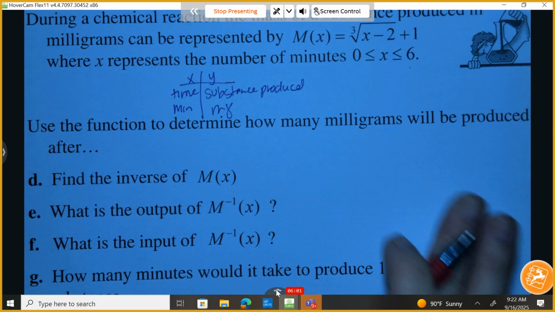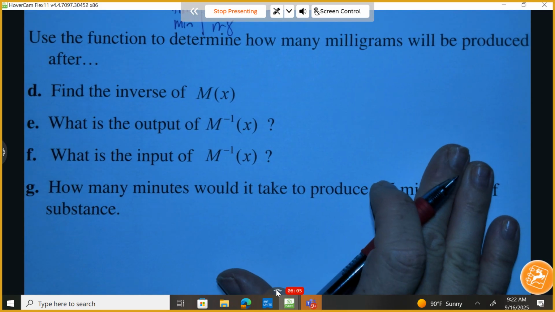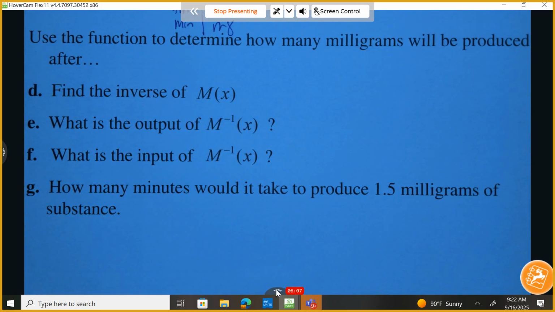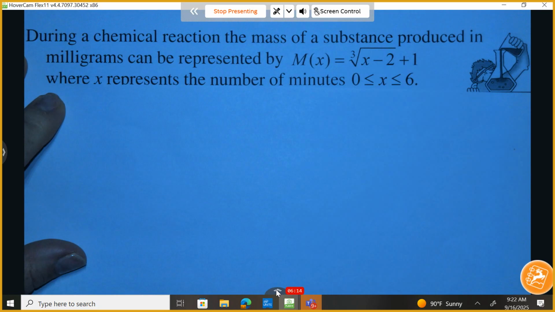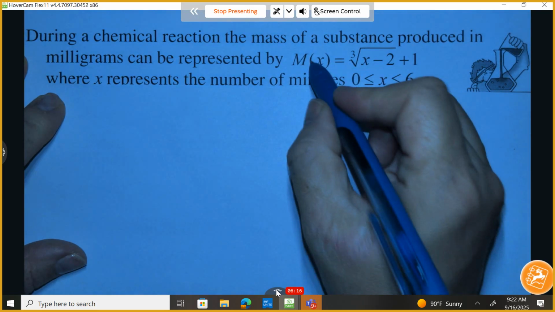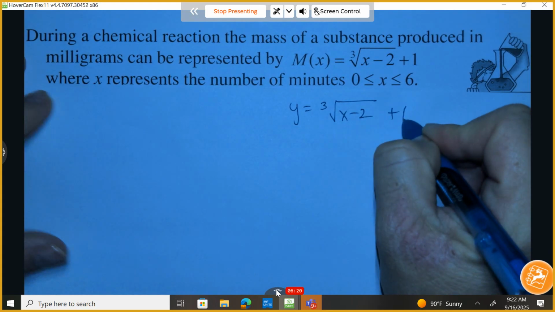We have the exact same word problem and it says now use the function to determine how many milligrams will be produced after. So the first thing that they want us to do is to identify what is going to be the inverse of this. So you were just watching. I'm going to start with the original function, and I'm going to write it as y equals the cube root of x minus 2 plus 1.